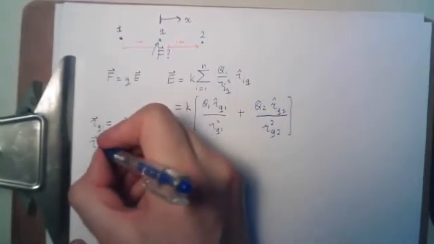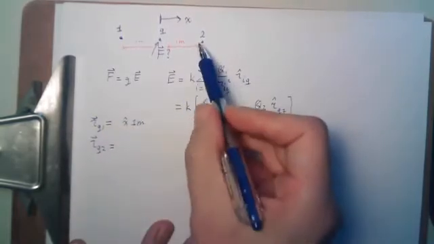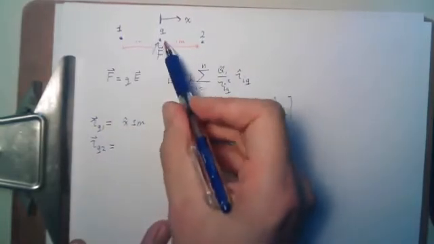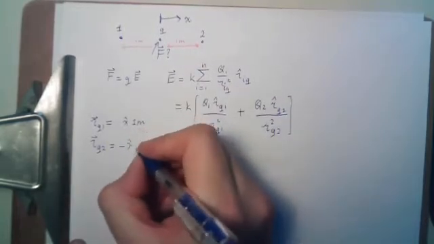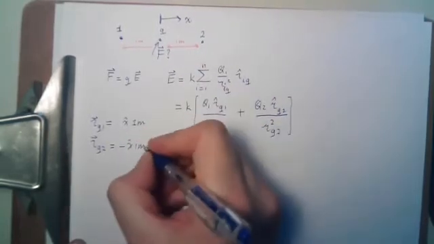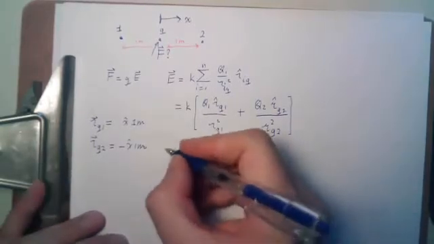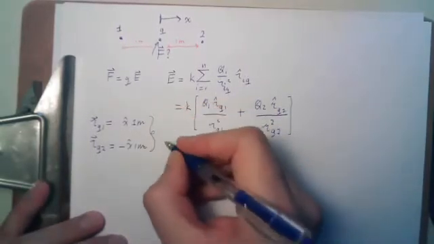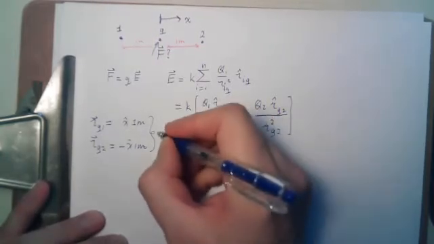R from Q2 is pointing in the opposite direction, right? Because if we go from 2 to Q, we go to the left. So it's going to be minus x hat times 1 meter. All right, so having established that, we can use this and then rewrite this.